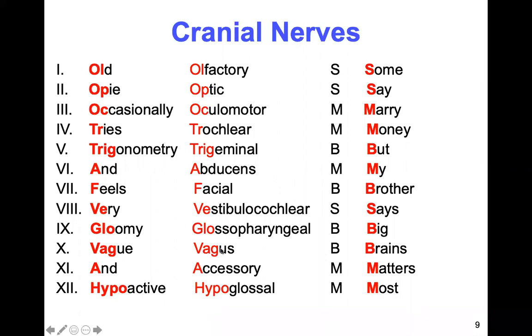Your parasympathetics are cranial nerve 3, 7, 9, and 10, and sacral segments S2, 3, and 4. That's the parasympathetic. Cranial nerve 11 is known as the spinal accessory nerve, and that controls the upper trapezius muscle and the SCM, sternocleidomastoid. And then cranial nerve number 12 is the hypoglossal, that moves the tongue around.